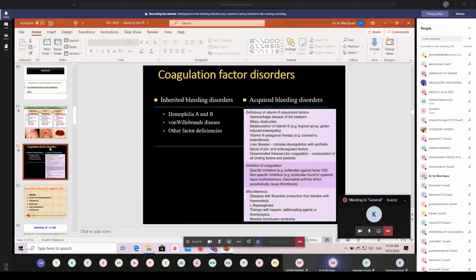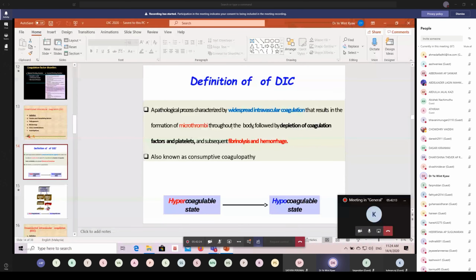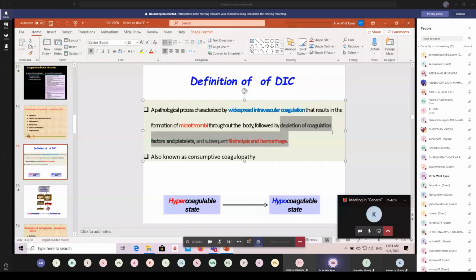Now, what is DIC? DIC is widespread intravascular coagulation, so formation of microthrombi in the body. The whole organ, the whole body has widespread intravascular thrombi. Then this is followed by depletion of coagulation factors and platelets, because they use a lot of these in microthrombi formation. Then followed by fibrinolysis and hemorrhage. Because these thrombi need to be destroyed later, there is fibrinolysis, and because of depletion of factors and platelets, this is followed later by hemorrhage.